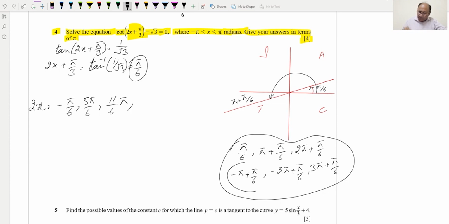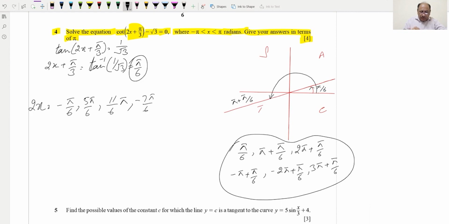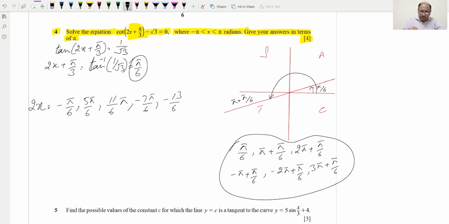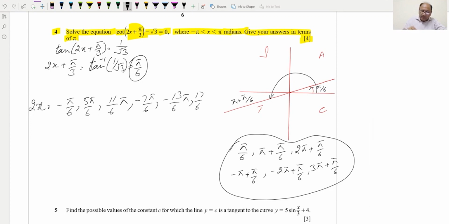Next value we can take this one, minus pi plus pi by 6. So we will be changing this to minus pi, and this will be minus 7 by 6 pi. So minus 7 pi by 6. And next value we will be using this minus 2 pi. So minus 2 pi here, and this will be minus 13 by 6 pi. And now the last value is minus plus 3, so we can take it as 3, and this will be equal to 17 by 6 pi.